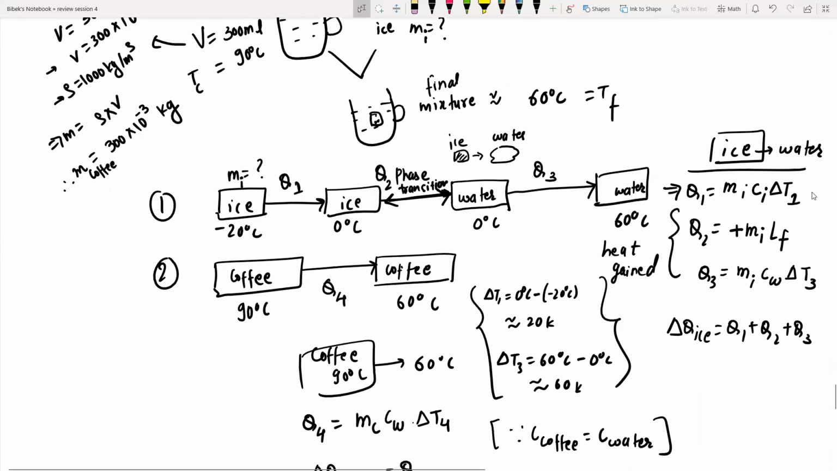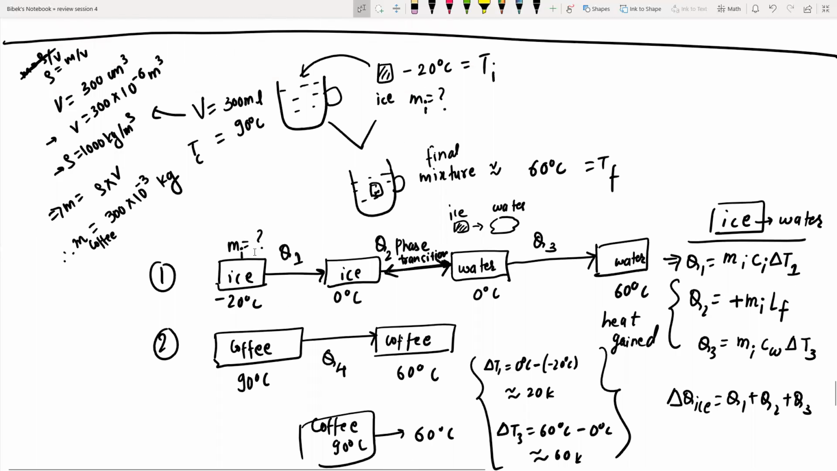Regarding the mass, I think it's easier if you only look at the ice, since we are looking at the ice only, so you are only considering the mass of ice. You don't need to consider the mass of coffee. That is your mass of ice. The specific heat capacity for this case has to be the specific heat capacity of ice, because you are going from ice form to ice form. So there is no phase transition here.